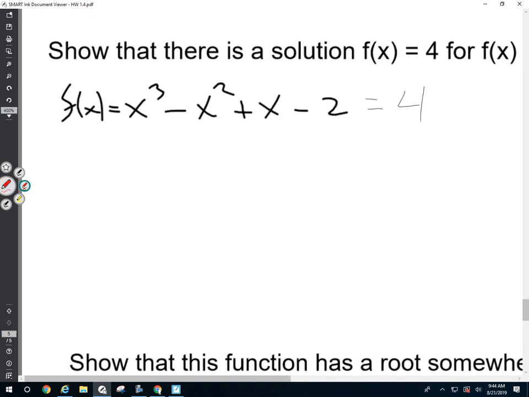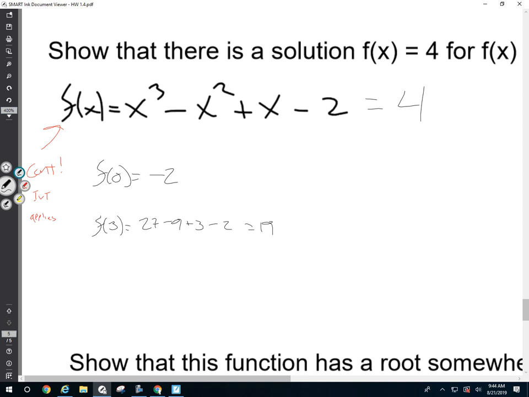Okay, well, first thing I need to note is that this is continuous. Since it's continuous, the intermediate value theorem applies. And it just needs to be continuous on my interval from 0 to 3. I then find the 2 points that I'm interested in. Well, f of 0 is -2. f of 3 is 27 minus 9 plus 3 minus 2. So that's 18 plus 3, 21 minus 2, 19.